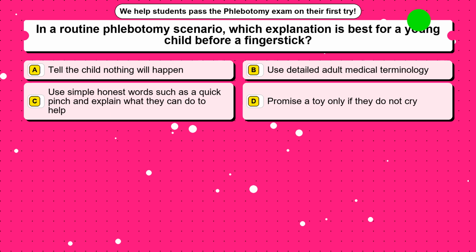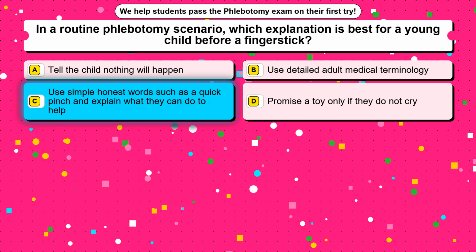Question 95. In a routine phlebotomy scenario, which explanation is best for a young child before a fingerstick? Option A. Tell the child nothing will happen. Option B. Use detailed adult medical terminology. Option C. Use simple honest words such as a quick pinch and explain what they can do to help. Option D. Promise a toy only if they do not cry.